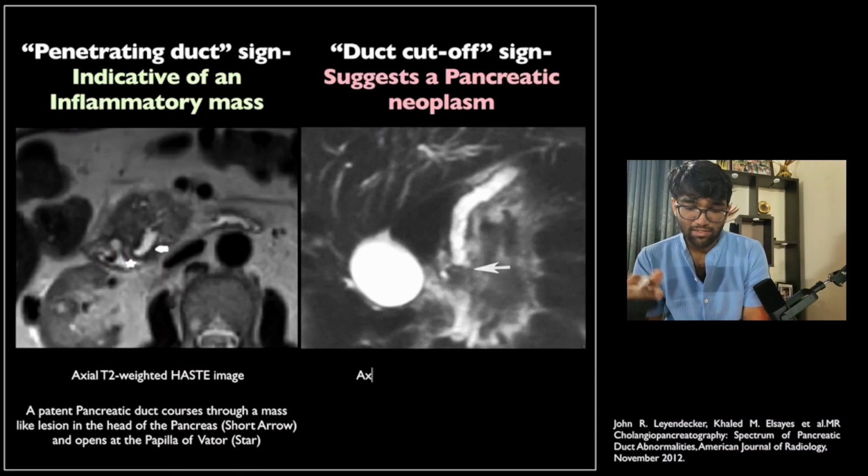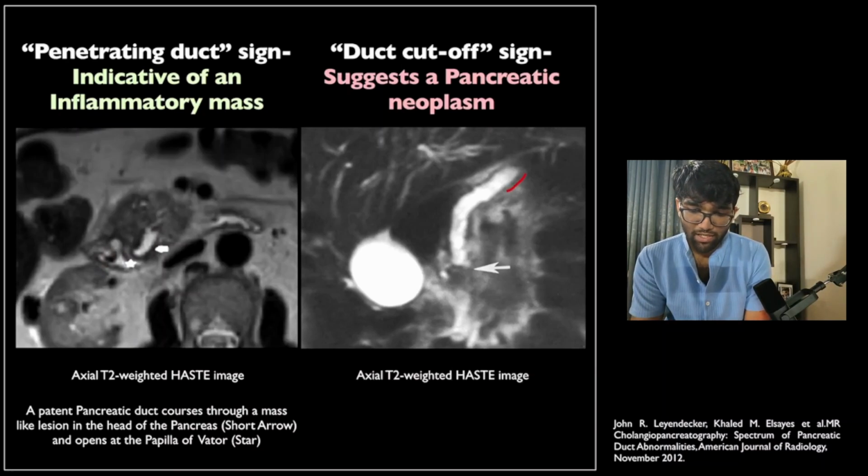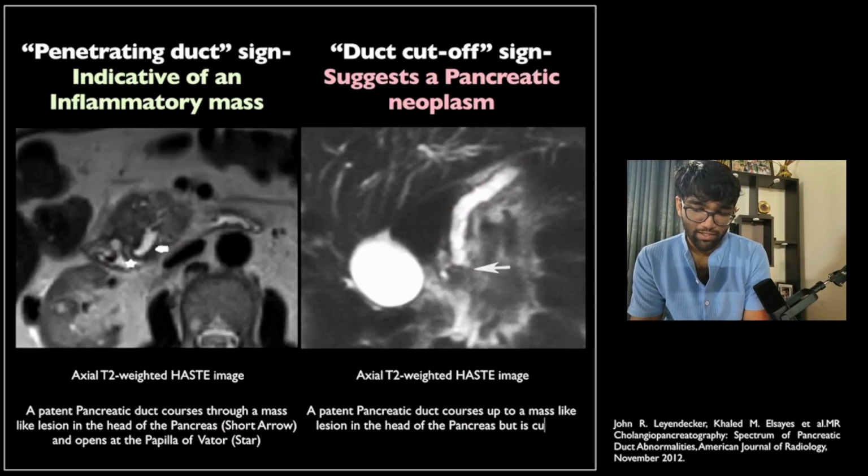On the other hand, this is an axial HASTE image of another patient where you can see the duct dilated and it's abruptly stopping at a particular point. This is known as the duct cutoff sign. A patent duct courses up to the head of the mass in the head of the pancreas and is suddenly cut off. So that is the duct cutoff sign, highly indicative of a pancreatic neoplasm.